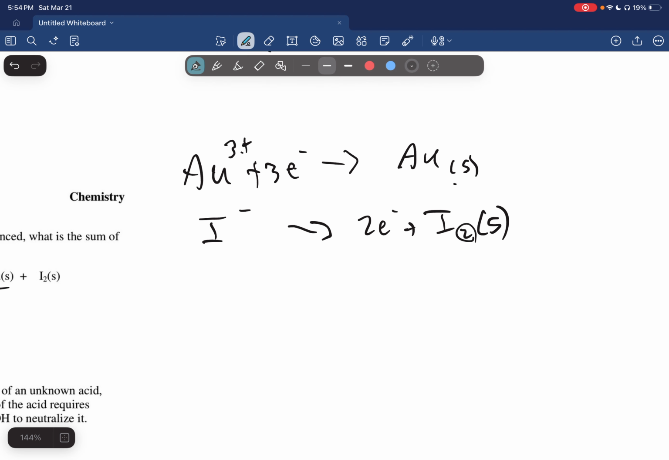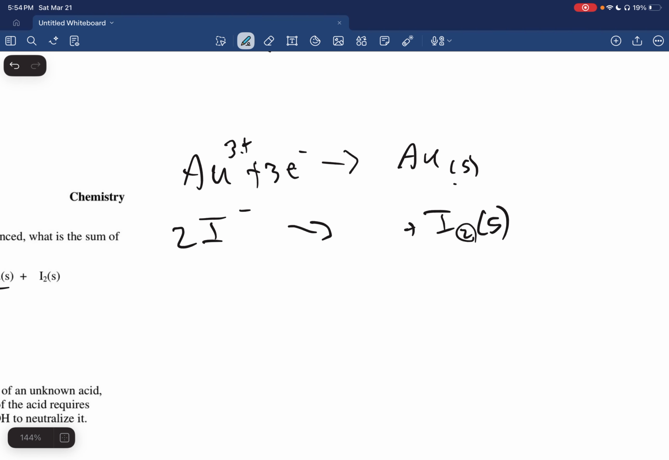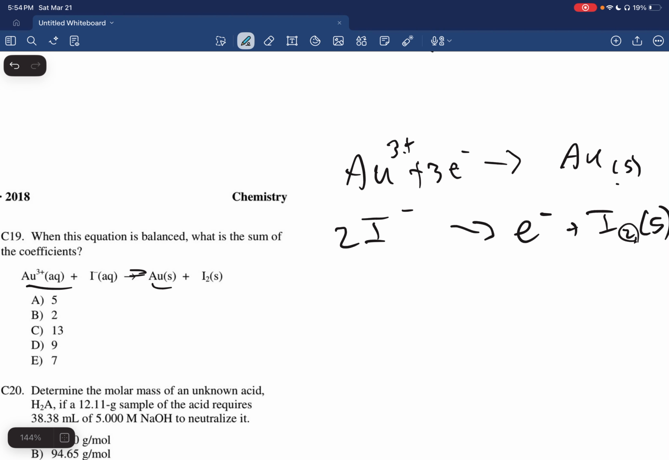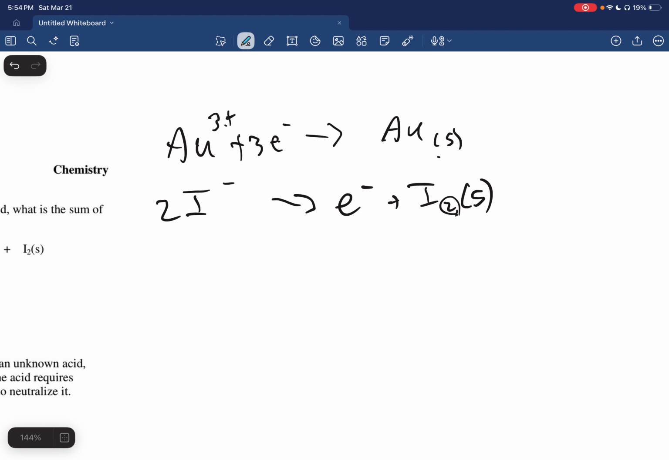Oh wait, I'm sorry, I messed up here. You need to actually balance this first, so you need to add a 2 here. So 2I minus, because you have 2 iodine. But anyways, you need to add 2 electrons here, and that's what I was sort of getting at. Because it's I2, you need to change the coefficient in front of here to equal that 2.